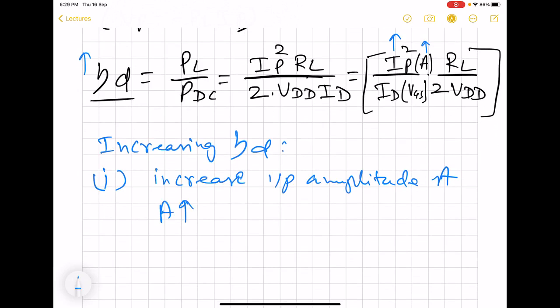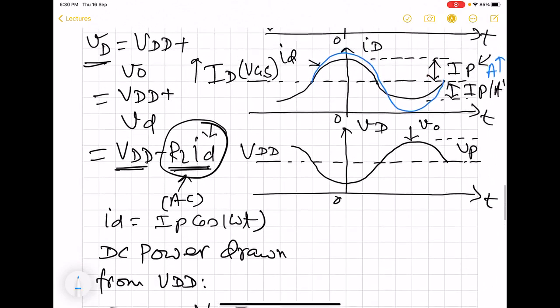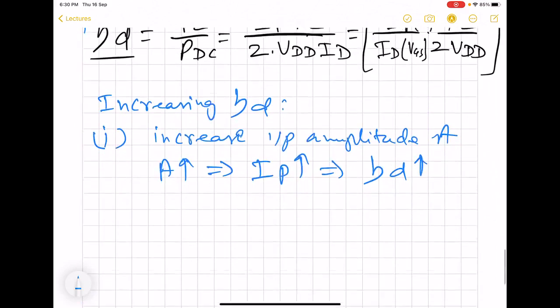So we increase the A, so this increases IP, and this will increase the efficiency. Now the question comes: what is the maximum extent to which this IP can be increased? So of course it can be increased up to this range, and this range is ID. So we can increase our input amplitude to such a level that the drain current swing becomes maximum, equal to ID, the DC current that is being drawn.